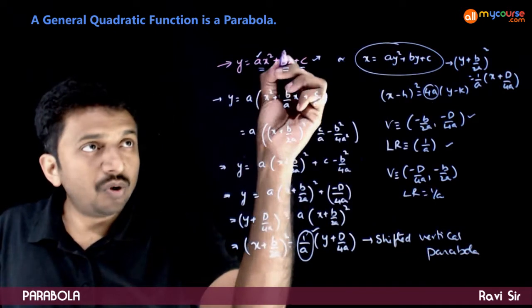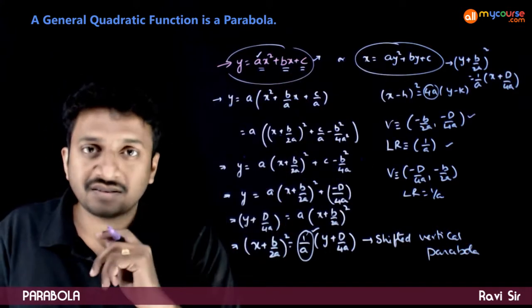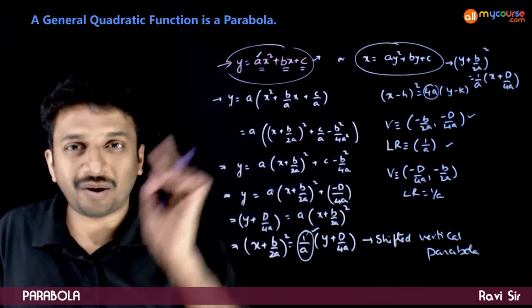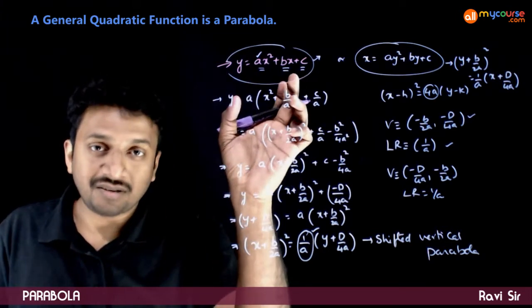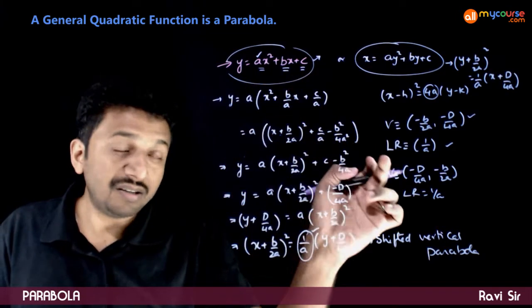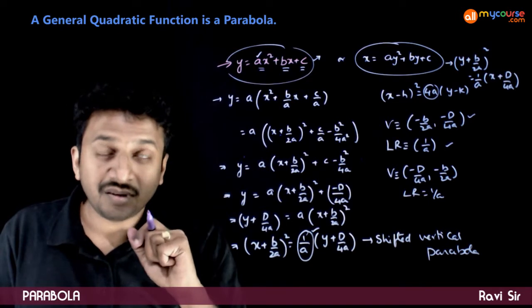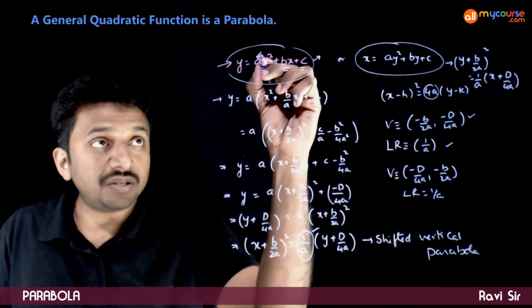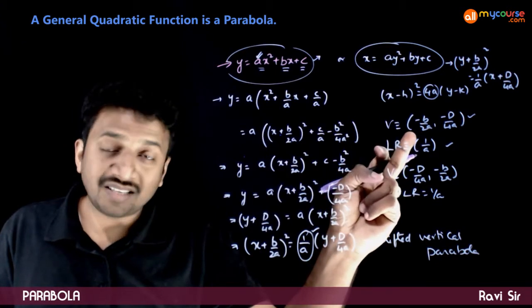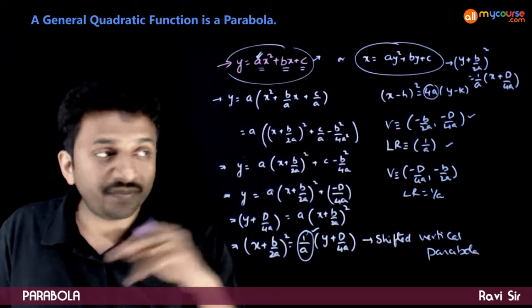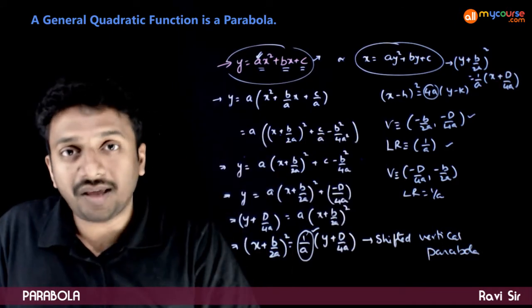So this is more important than this because mostly you'll be asked about y is equal to ax square plus bx plus c, a quadratic function. The graph of a quadratic function is a vertical parabola. Depending on whether a is positive or negative, it can be downward or upward. Vertex is minus b by 2a, minus d by 4a. The latus rectum is 1 by a.